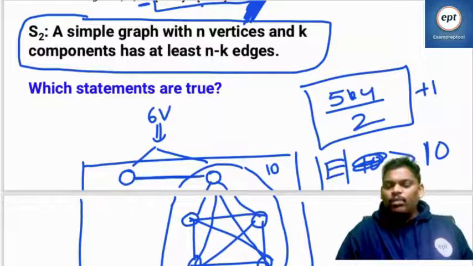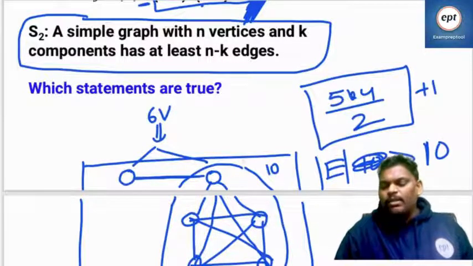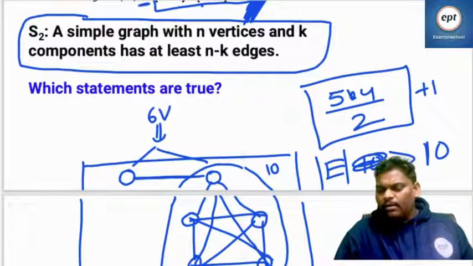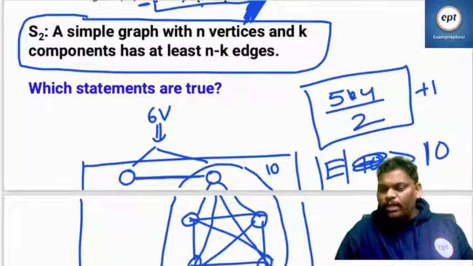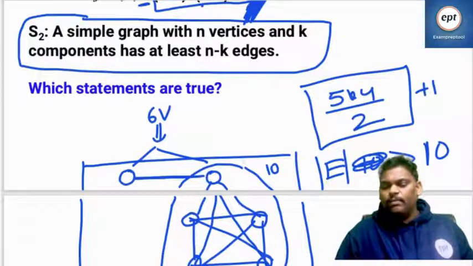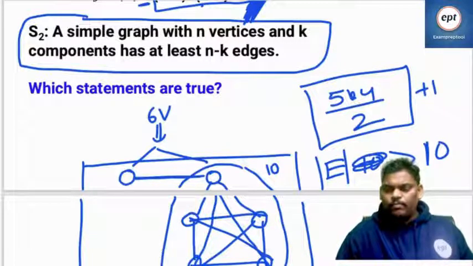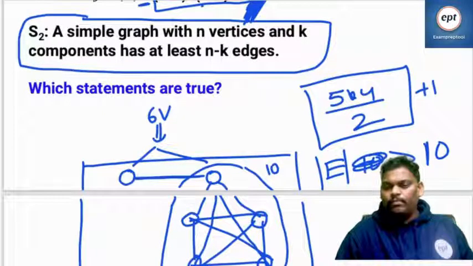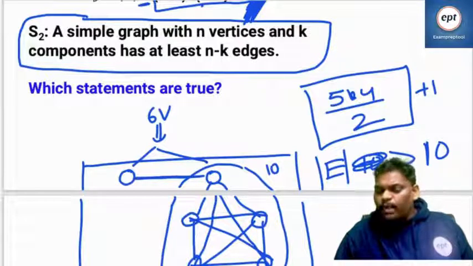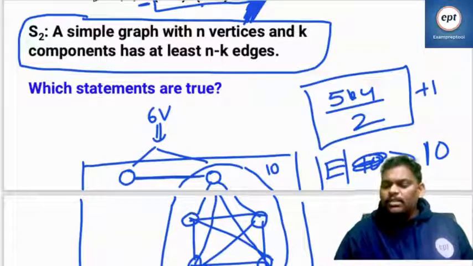A simple graph with n vertices and k components has at least n minus k edges. Now listen, S2 is saying simple graph or forest. Carefully read it. Simple graph with n vertices, k components has at least n minus k edges.